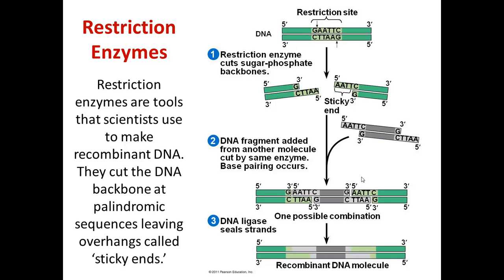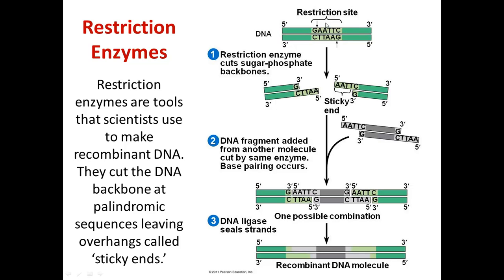So now, how do we make recombinant DNA? Well, one of the most important tools that scientists need to make this recombinant DNA are called restriction enzymes. Restriction enzymes are enzymes that cut the DNA backbone at palindromic sequences. So first, what is a palindromic sequence? You may be familiar with palindromes in the sense of "Madam, I'm Adam." So it's something that reads the same in the forward direction and in the backward direction. In the DNA, this means something a little bit different.